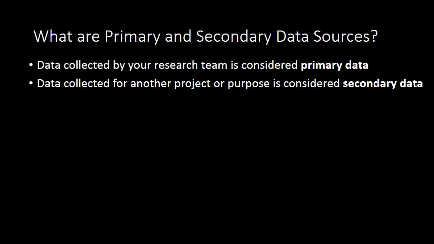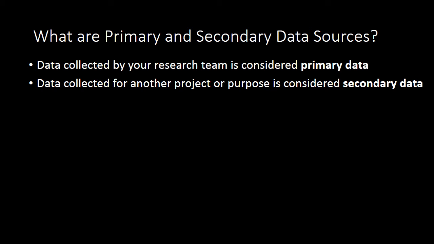Primary data sources refer to data that's collected by you, the researcher, for your specific research project. So you define a research question, you go out and collect data. That's primary data. Secondary data refers to data that's collected by other researchers.